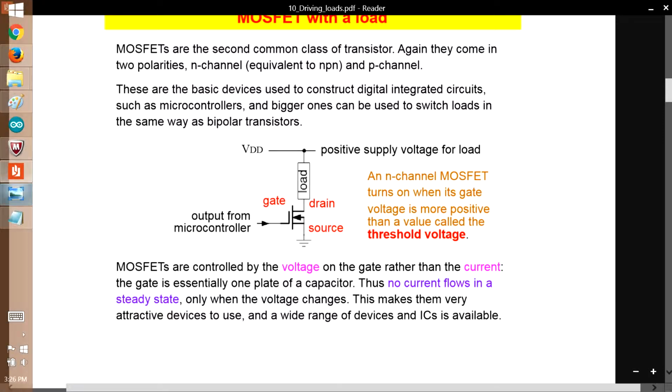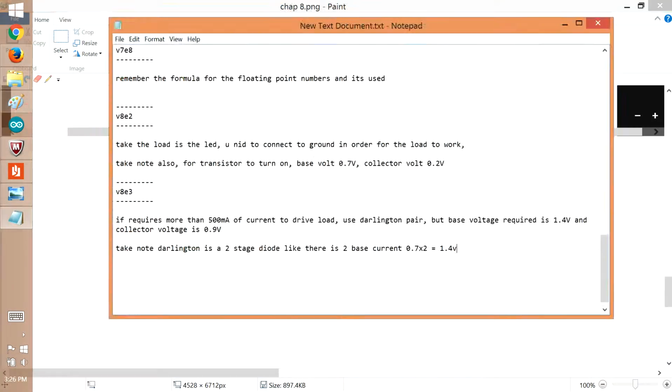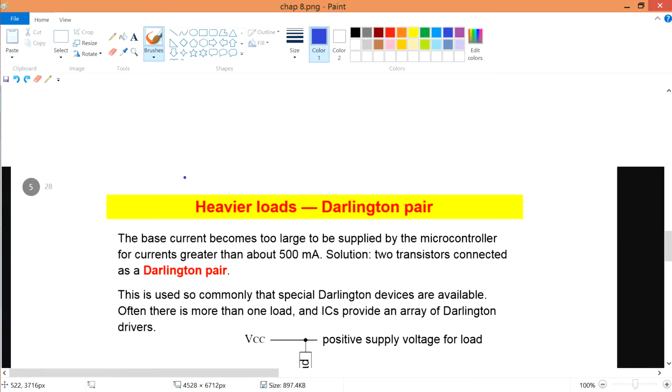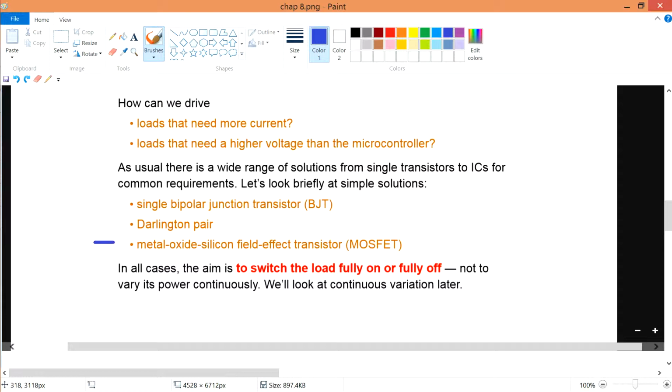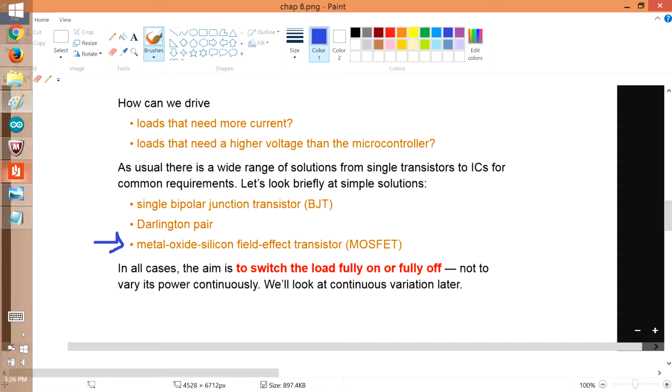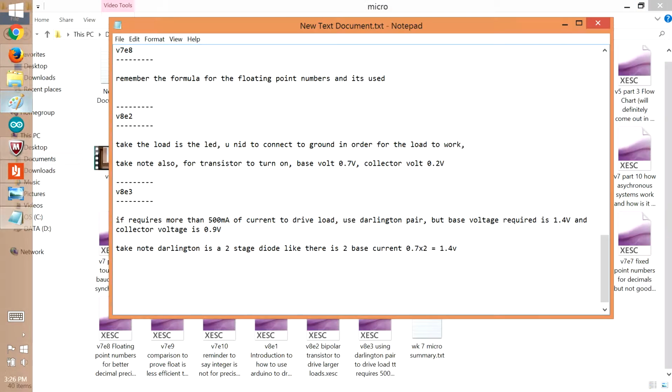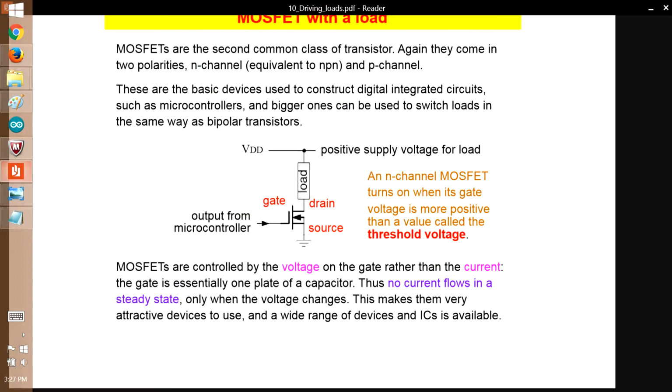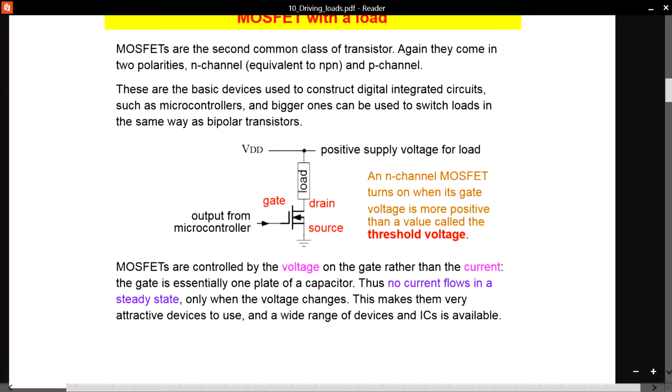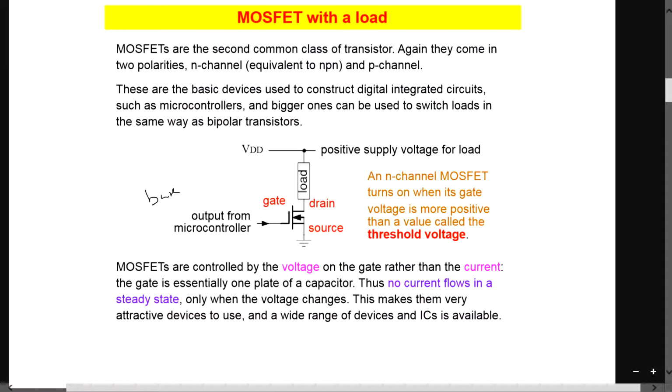Okay, so let's talk about the last one that we are talking about, that is using the MOSFET. The MOSFET itself, just take note, uses voltage, not current. It requires a base voltage, or you can call this a gate voltage, and we can write it as VGS.